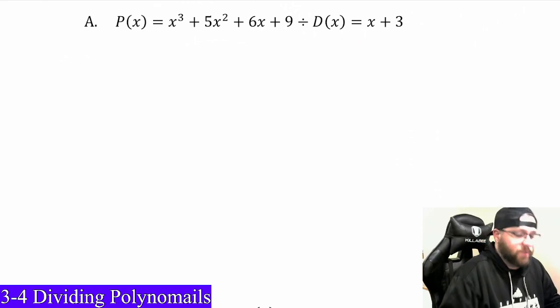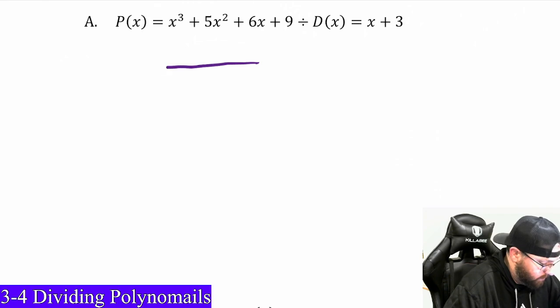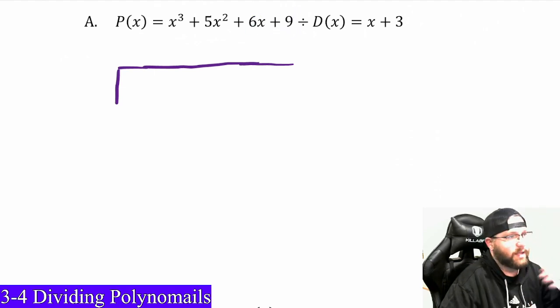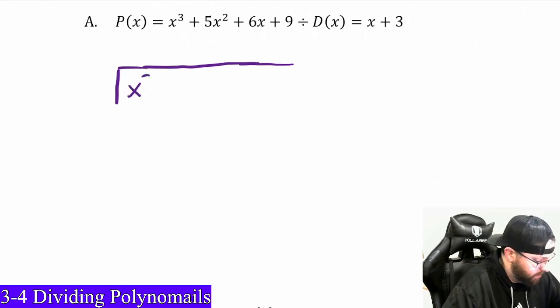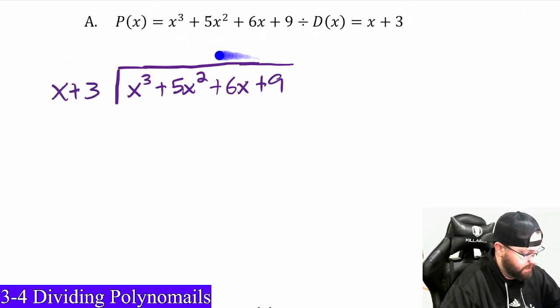Okay, so we're going to write this like we are dividing, right? So we have ourselves our dividend, which if we look closely, we got x to the power 3, we got an x squared, an x, and then a constant. So it does already go in descending order. Okay, so we got x to the third plus 5x squared plus 6x plus 9. And this is going to be our divisor, right? This is what we're dividing this dividend by.